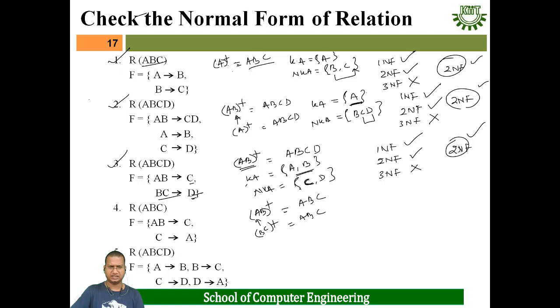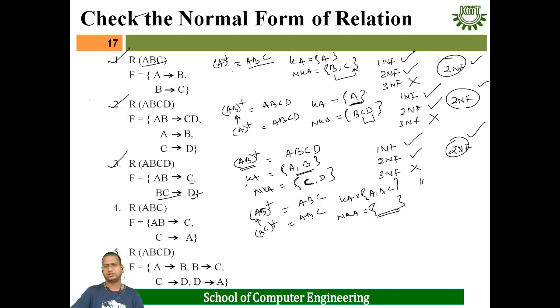Then BC closure means all will come. Now C can be replaced with AB, so AB will come. That means the key attributes will be A, B, and C, and there is no non-key attribute. Whenever a non-key attribute is not present, transitive dependency is not present. That means the relation will be in 3NF.